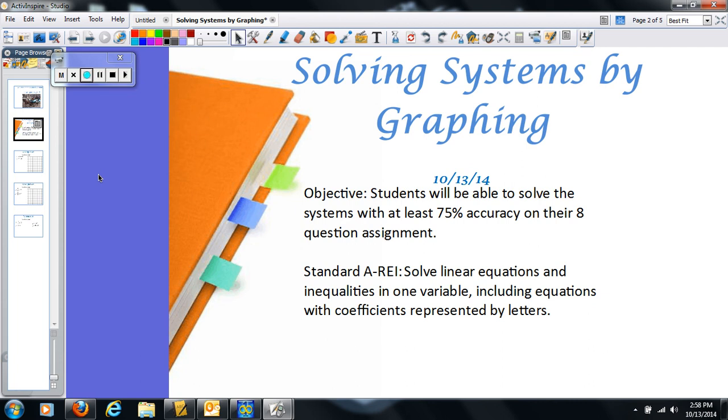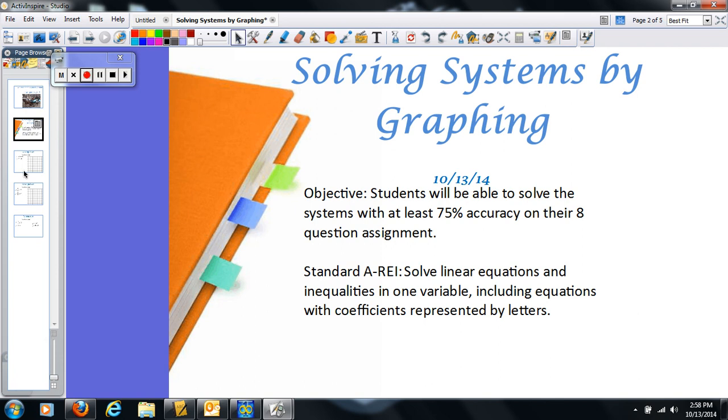call as a system. Something that I don't have on here is a system is two equations with two variables, or I guess I should say two or more equations with two or more variables. There is one variable for each equation. So if you have two equations, you have two variables. If you have three equations, you have three variables, and so on. So this is what we call systems of equations, and we're going to be solving those today by graphing.